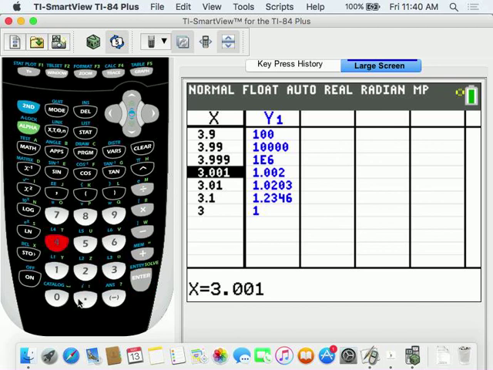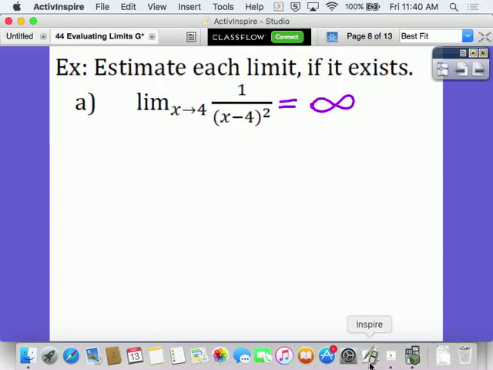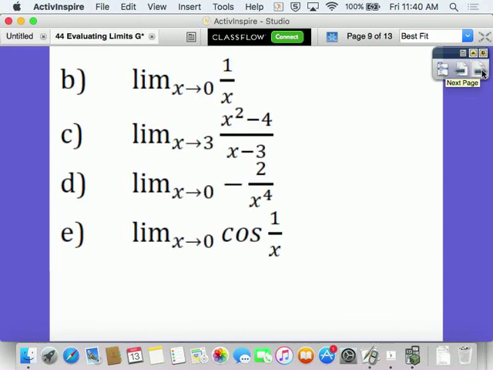Let me approach from the other side. 4.001, 4.01. Yeah, really, really big values. What's happening at 4? Of course I'm going to get an error message because it's not defined at 4. I would have 0 in the denominator if it was. But my limit as x approaches 4 from either the left or the right are both infinity. So that's my answer. Pause this video, find the limits for these, and then we'll check back in.